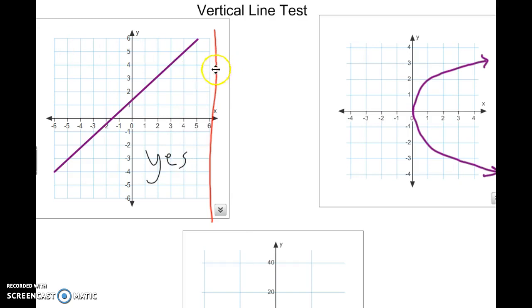If the vertical line at any point crosses in more than one spot, like here, you can see temporarily this crosses in a couple different spots. It crosses right there and it crosses right there, the same x value. So this is not a function. I would say no. This is a relation, but this purple graph is not a function because it doesn't pass the vertical line test. There are many points where a vertical line would cross in more than one spot.